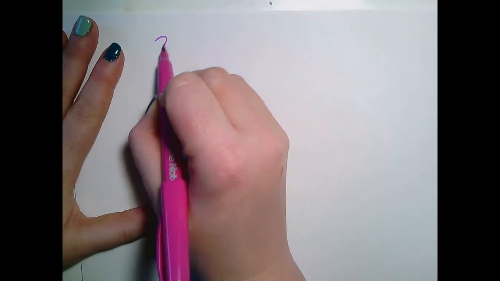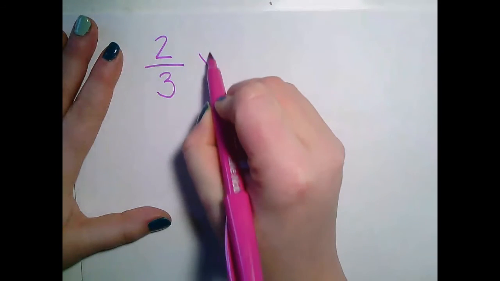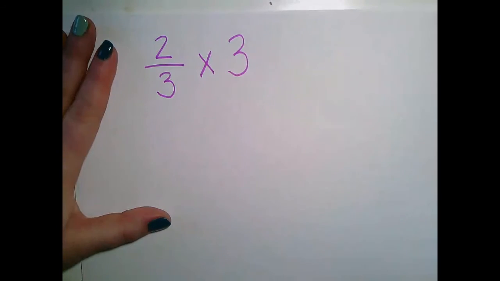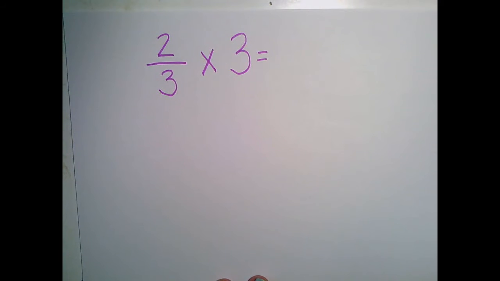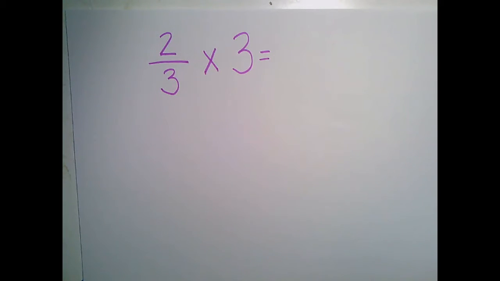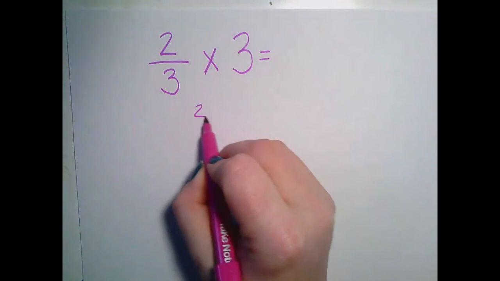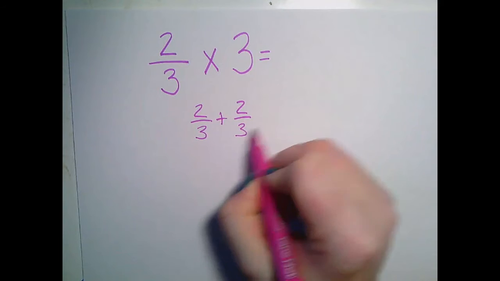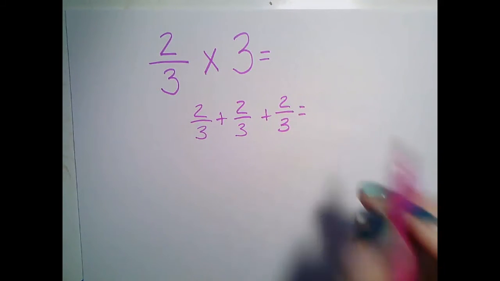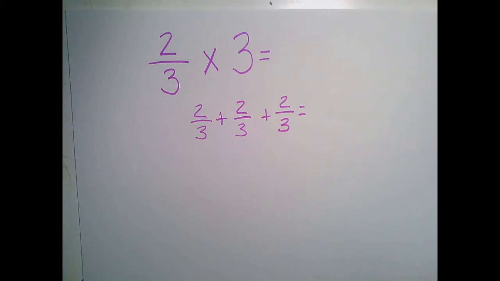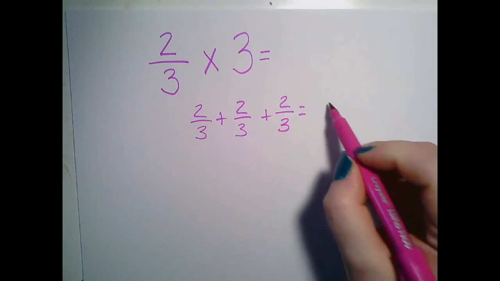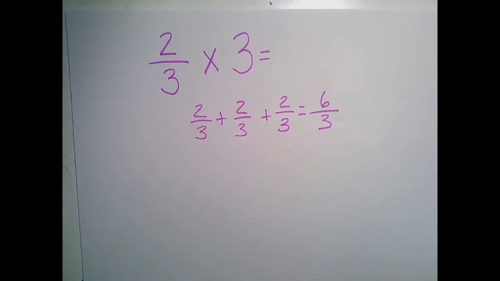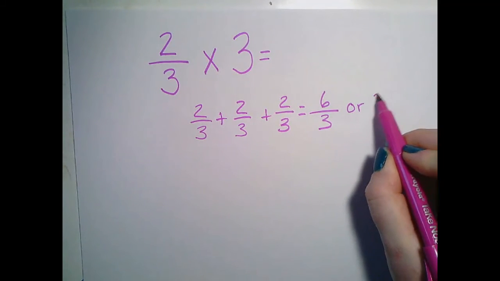Let's take a look at another problem. What if I give you the problem 2/3 times 3? What is another way that we could solve this problem or write it using repeated addition? That's right, 2/3 plus 2/3 plus 2/3. Now let's add up our numerators. 2 plus 2 is 4. 4 plus 2 is 6. So we get 6/3 or 2.